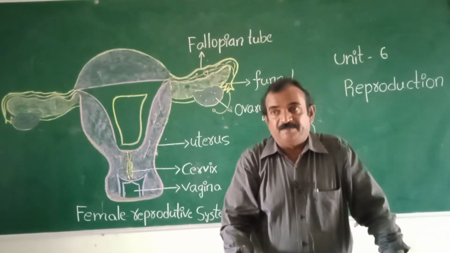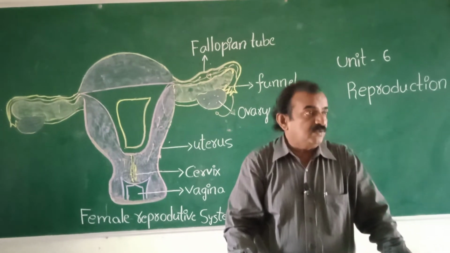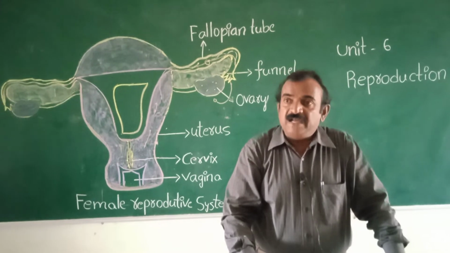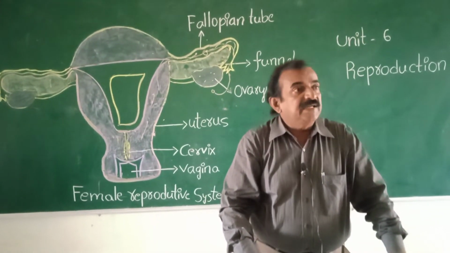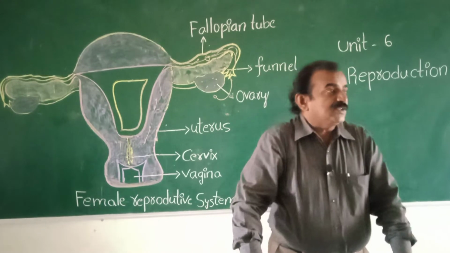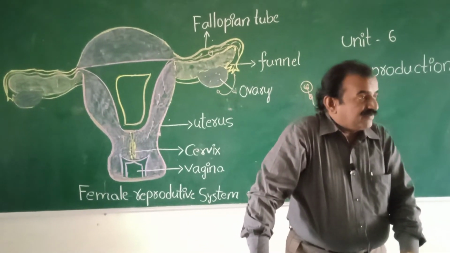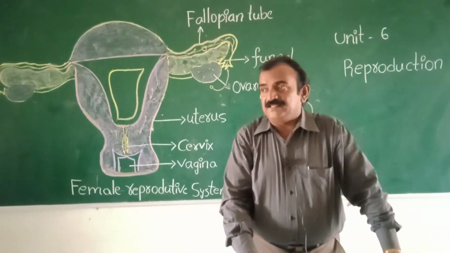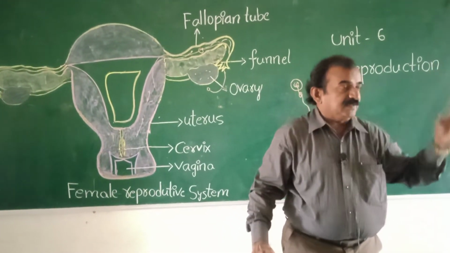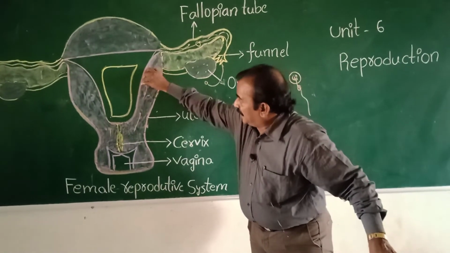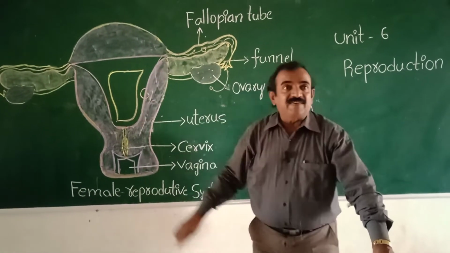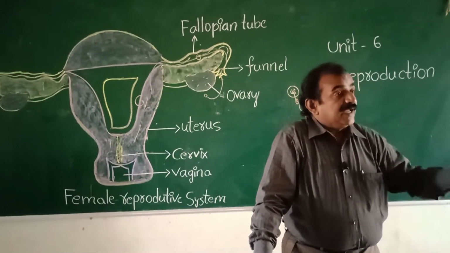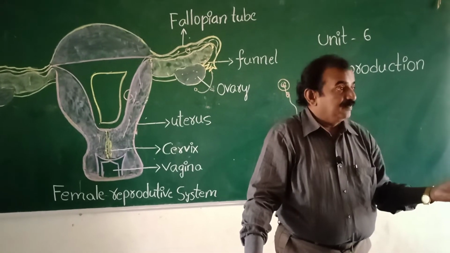Page number 125. What is implantation? 2 mark question. The zygote slowly moves down from the fallopian tube and gets attached with the walls of the endometrium layer of the uterus. That process is called what? Implantation. So here implantation takes place, and finally in the uterus, in the layer of endometrium, further growth of the zygote takes place, and next the zygote develops into an embryo.